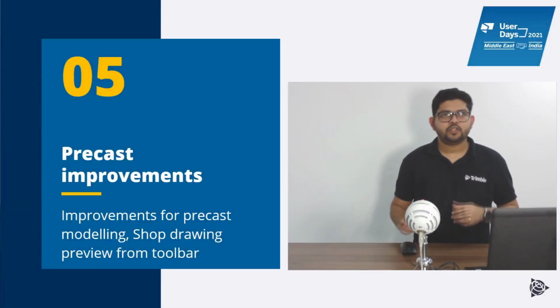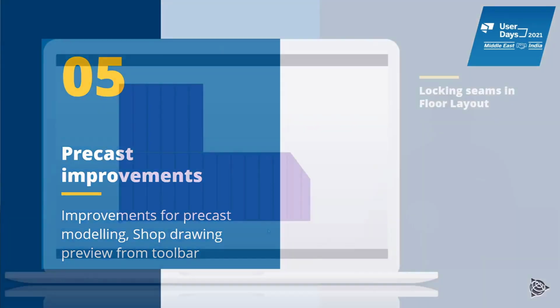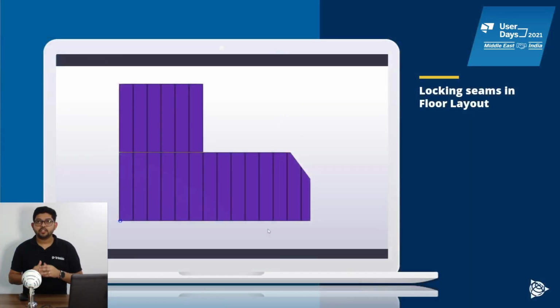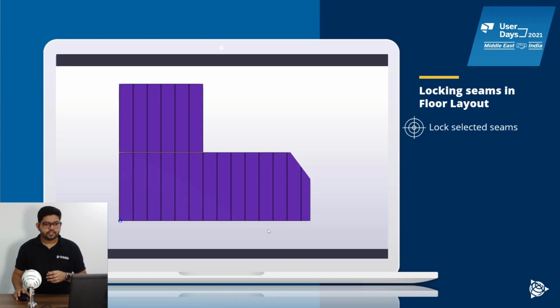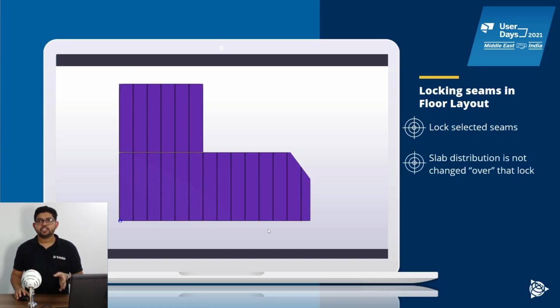Moving on, let's look at the improvements for precast. The floor layout tool is one of the commonly used tools for precast flooring. Now it is possible to lock a selected seam, meaning the slab distribution is not changed over that lock. So it gives better control when you are trying to finalize your optimal slab distribution for a certain area.